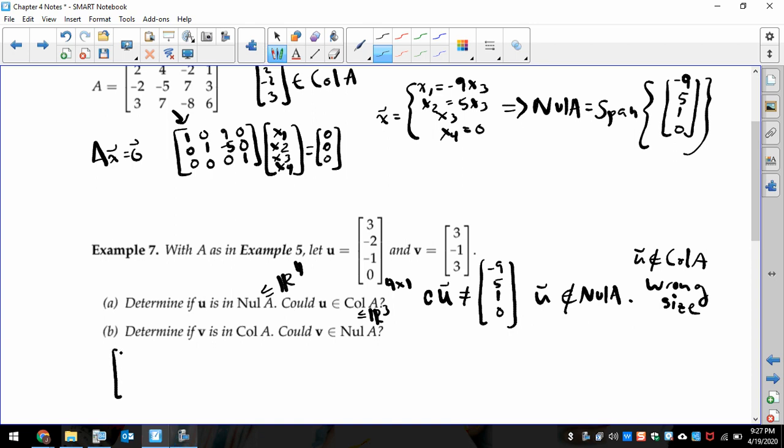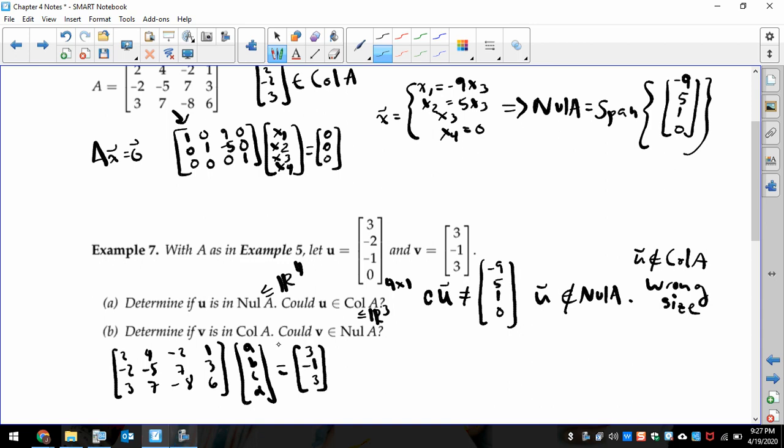So here's the first column, 2, negative 2, 3, 4, negative 5, 7, negative 2, 7, negative 8, and then 1, 3, 6. And so we need to take multiples of each of these columns, A, B, C, D, and see if we're going to get 3, negative 1, 3. So is this a multiple of these 4 vectors? So how do we do that? Well, you've done this before. It's just the same question, just asked a different way. What we have to do is row reduce, and if the system is consistent, then we know that the vector is a multiple of those.